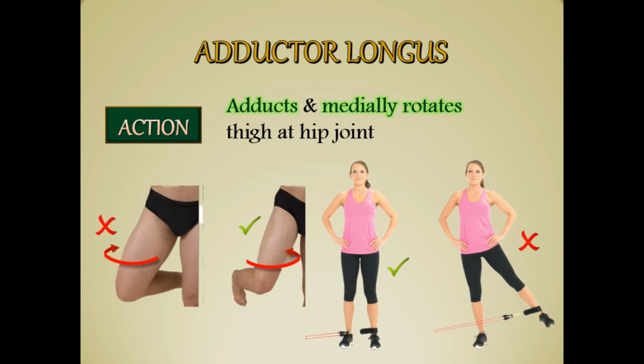Similarly, in the picture on the left side you can see there is abduction and adduction. So adduction is the function of the adductor compartment, not abduction. So the functions of the adductor longus are to adduct and medially rotate the thigh at the hip joint.